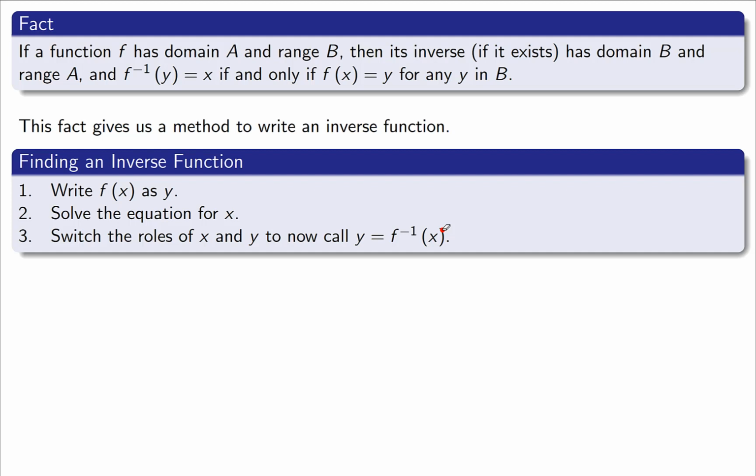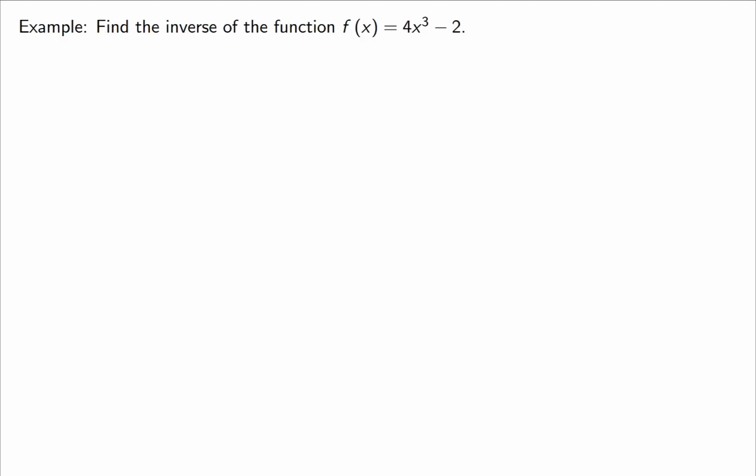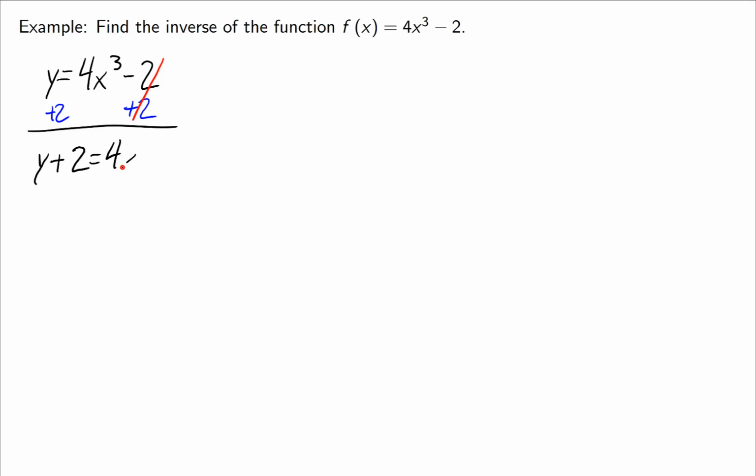Let's jump into an example. Find the inverse of the function f of x equals 4x cubed minus 2. Here's what we can do. We're going to say y equals 4x cubed minus 2. And then we want to go through the process of changing this thing to x equals. We're going to solve for x. So I'll start by adding 2 to both sides. That gives me y plus 2 is equal to 4x cubed. Next step, I'll divide both sides by 4. That gives me x cubed, I'll rearrange it, is equal to y plus 2 over 4.